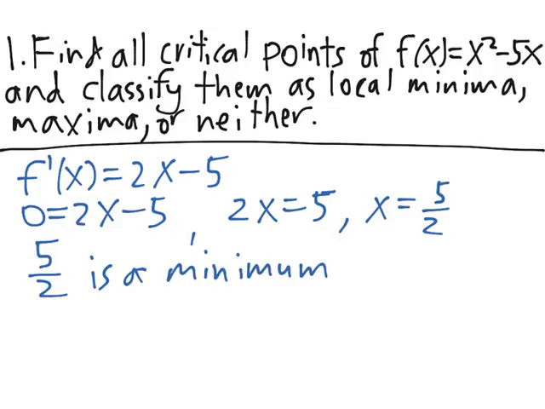This is because f of x is equal to x squared minus 5x, which is a parabola that curves upwards as the coefficient of x squared is positive.